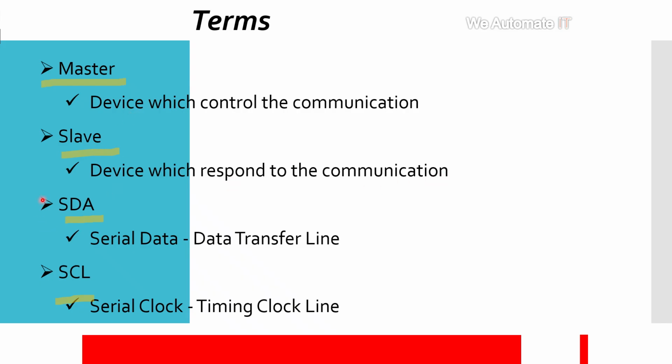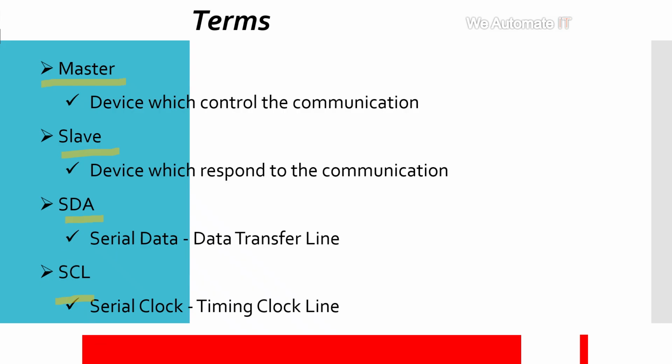Okay, so SDA is the serial data line, which is used for data transfer, and SCL is the serial clock line, which is used for timing. So for giving the timing pulse or the clock for the frame, SCL is used. So these 4 are the terms or the parts of I2C: master, slave, SDA and SCL.